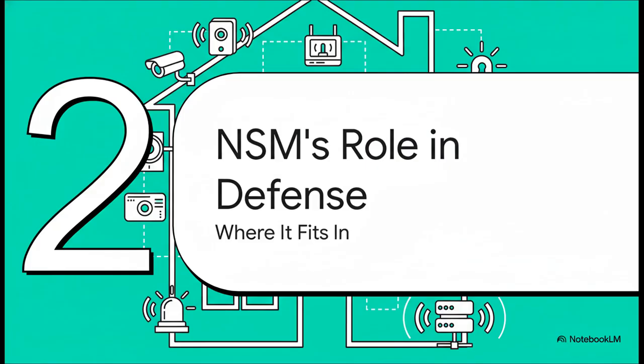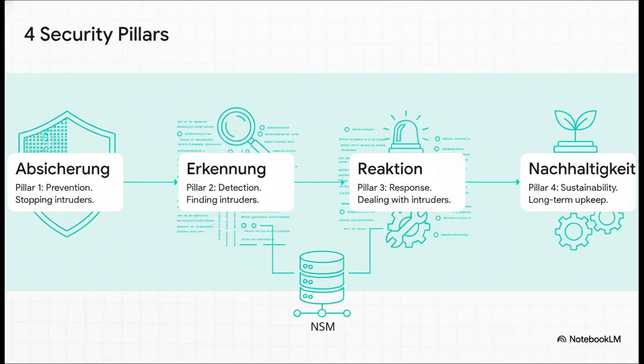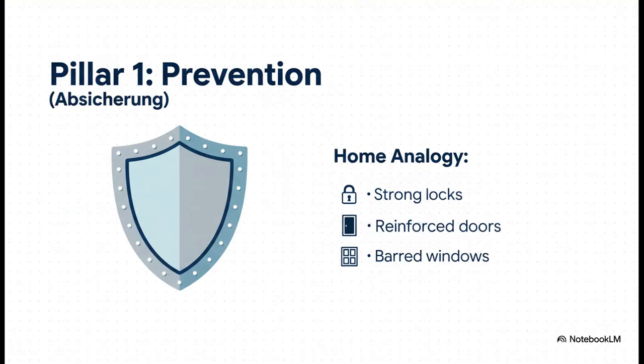So, we have our camera system, but where does that fit into the whole security plan for our house? Let's zoom out and look at the bigger picture. Your notes say that any good security strategy is built on 4 pillars. And NSM, as important as it is, really lives inside just one of them. Let's walk through each one. Pillar number 1 is Absicherung, which just means prevention. In our home analogy, this is all the stuff you do to make your house a fortress. Strong locks, steel doors, maybe some reinforced windows. The goal here is simple. Stop anyone from getting in to begin with.